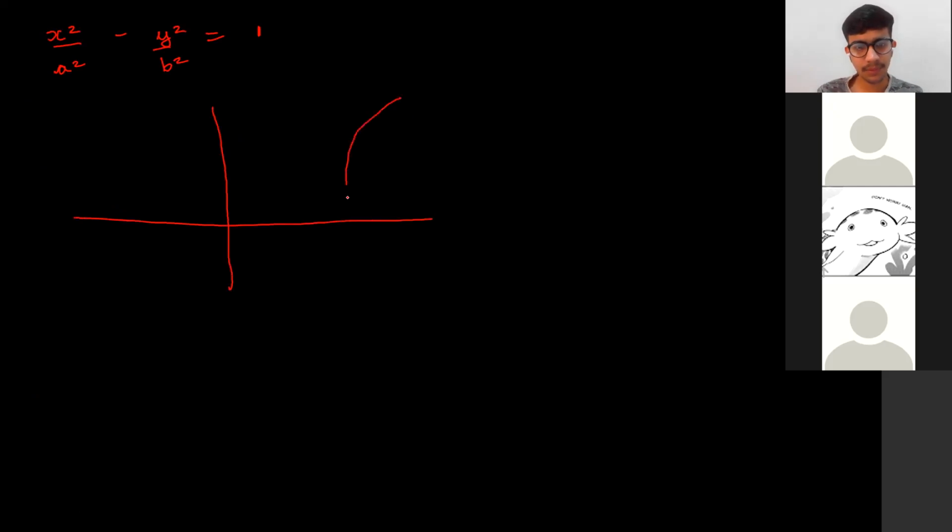Okay, last what we have is a hyperbola. So the hyperbola's equation is x square by a square minus y square by b square is equal to 1. So the hyperbola looks like this. This comes very rarely.